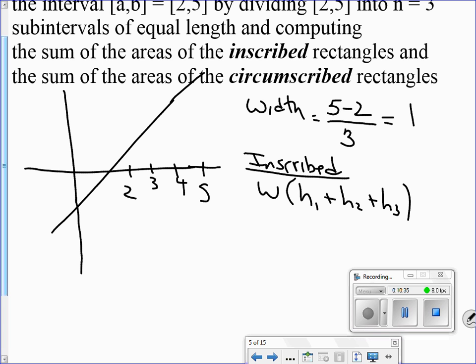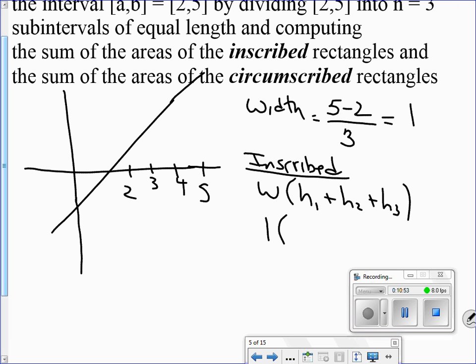So instead of doing width times height plus width times height plus width times height like we did in the past, now, if the width's the same for every one, you can just pull it out. And we said that width is 1. So we've got to figure out our first height, the height of our first rectangle.